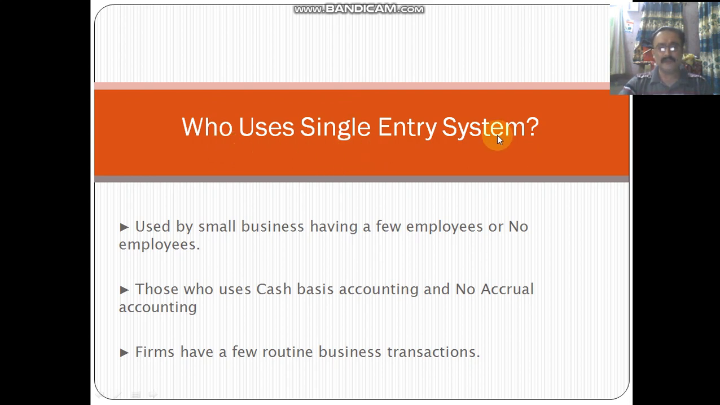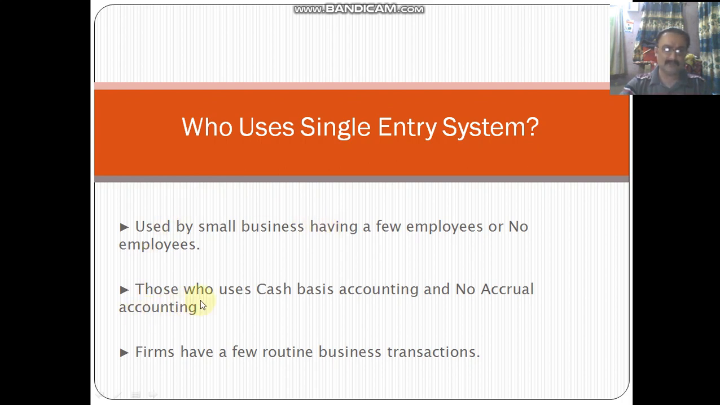Who uses the single entry system? As you know, the single entry accounting system is used by different people. As I have mentioned on slide number 1, it is used by small businesses having a few employees or no employees. That means a business that has no employees or a few employees used to use the single entry accounting system.